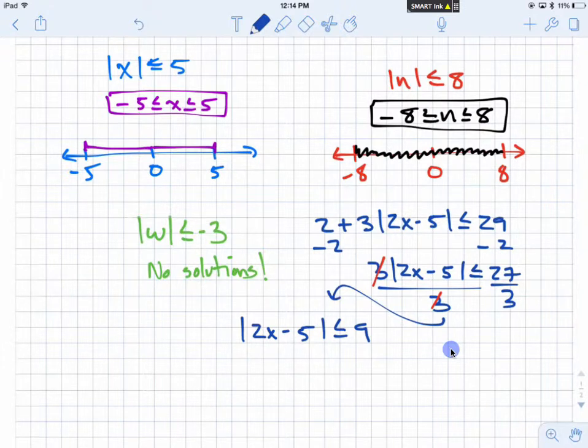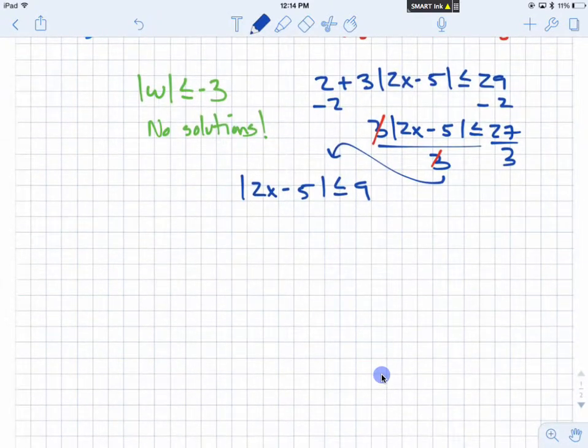Okay. We are now in a position where we say, here's a number, 2x minus 5. I don't know what it is, but I know that this number has an absolute value less than or equal to 9. 2x minus 5's distance from 0 on the real number line can be no greater than 9. It has to be less than or equal to 9. And so what that means is 2x minus 5 has to lie between 9 on the right for positive numbers and negative 9 on the left.